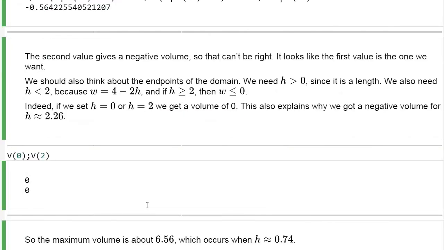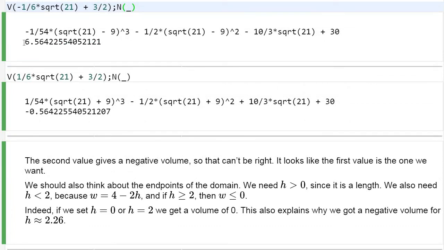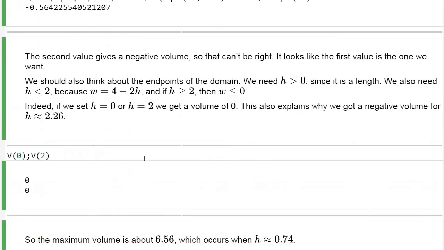So it looks like the first value is the one we want. The 0.74 gives us the maximum volume of about 6.56. Unless it happens at the endpoints, which is not going to be the case. Now, what are the endpoints of the domain here? We know h needs to be positive since it's a length.